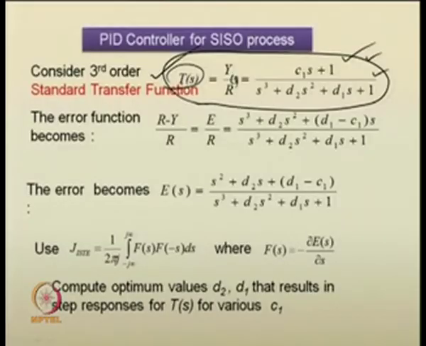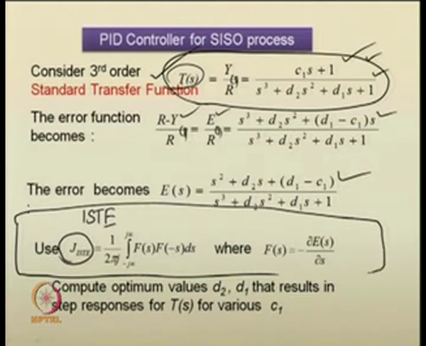Then the error function can be obtained as (R minus Y) upon R, which is the same as E upon R, equal to (s^3 + d2 s^2 + (d1 - C1) s) divided by (s^3 + d2 s^2 + d1 s + 1). Then the error function we obtain in that form. Now, this error can be minimized using the performance indices. In this case, how using the ISTE performance index one can minimize and find the optimum values of C1, D2 and D1 is explained.